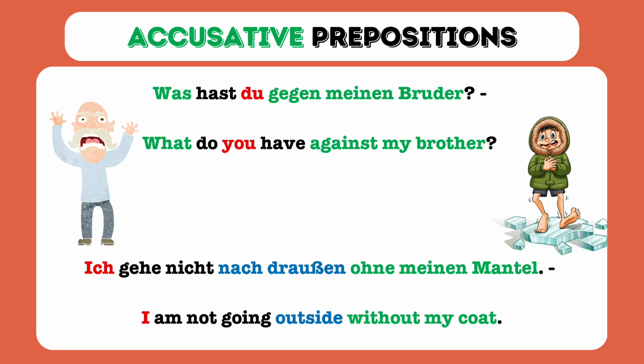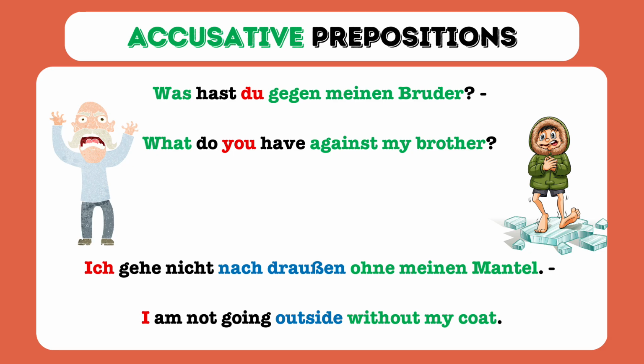Was hast du gegen meinen Bruder? What do you have against my brother? Here we have the preposition gegen, which means against, and we use it here with the brother, so we say gegen meinen Bruder. Again, a masculine noun in the accusative case uses meinen, which has an en at the end of it to show that it's accusative and masculine.